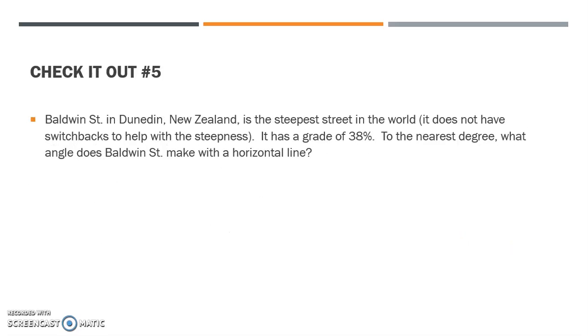Check it out number 5 says, Baldwin Street in Dunedin, New Zealand is the steepest street in the world. It does not have switchbacks to help with the steepness, which is why it's worse than the street in San Francisco. It has a grade of 38%. To the nearest degree, what angle does Baldwin Street make with a horizontal line? So do that on your response paper and don't forget to submit.